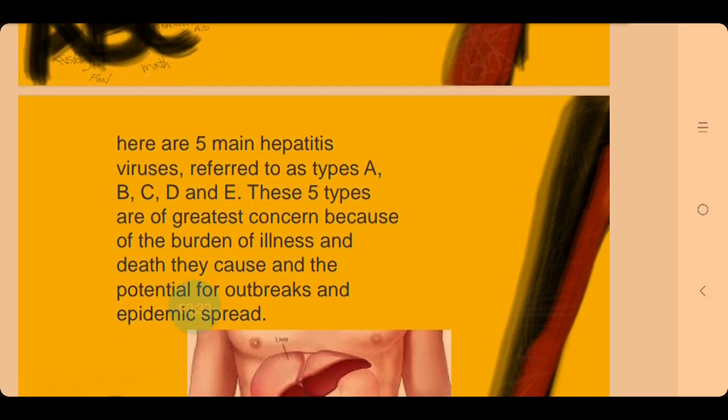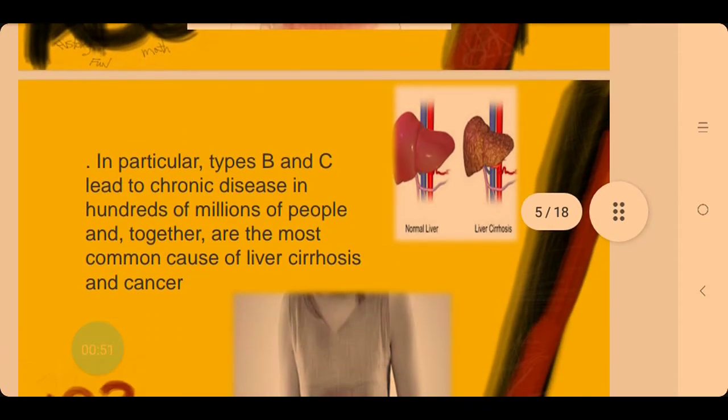There are five main hepatitis viruses referred to as type A, B, C, D, and E. These five types are of greatest concern because of the burden of illness and death they cause, and the potential for outbreaks and epidemic spread. In particular, types B and C lead to chronic disease in hundreds of millions of people, and together are the most common cause of liver cirrhosis and cancer.